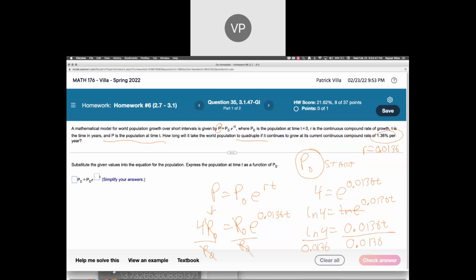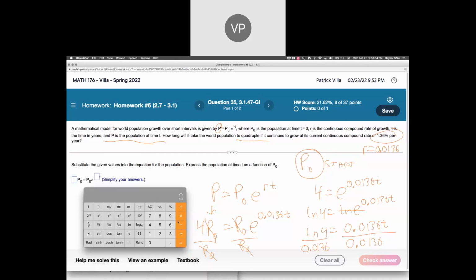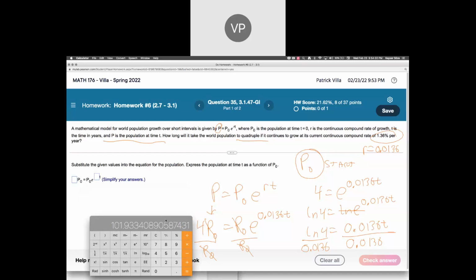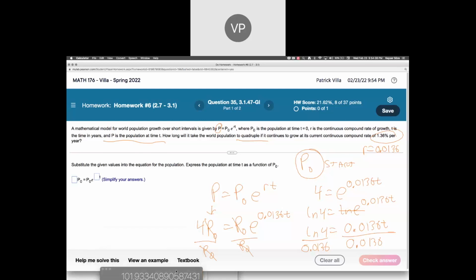Okay, so we're right back to the calculator. So you notice the last 3 or 4 problems, they're all the same in terms of steps on our calculator. We're taking natural log of 4, divide that by 0.0136, and we get this. The question, remember, was how many years will it take it to quadruple? That's the t. Well, it's going to take almost 102 years.